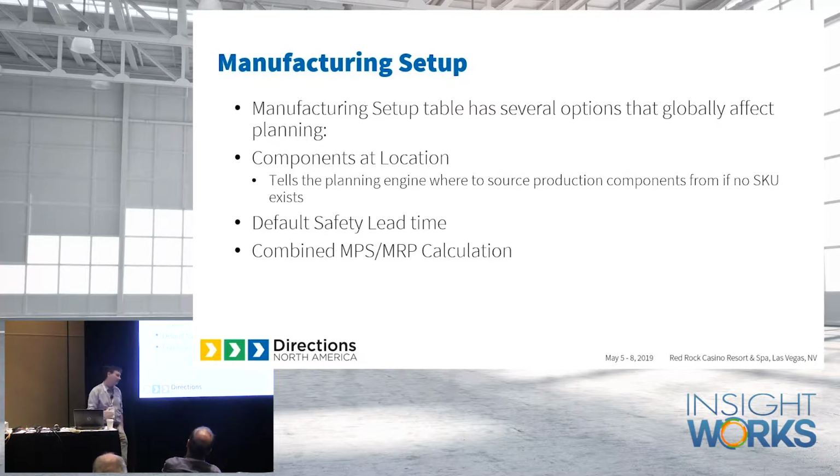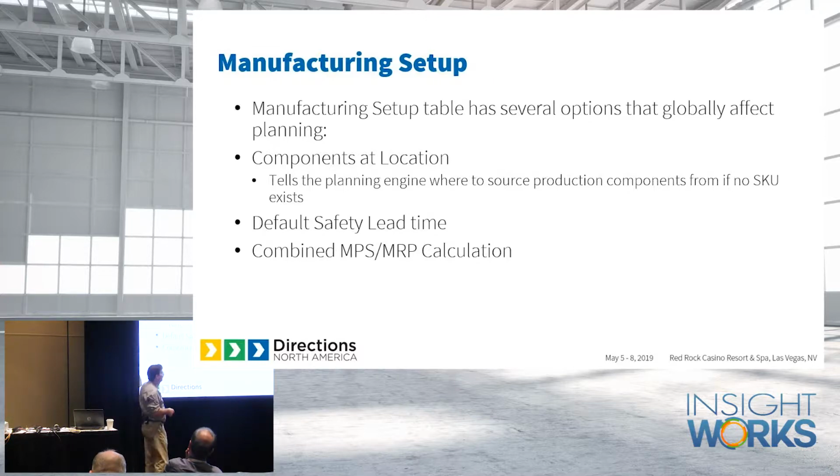So you set that to indicate, if you have multiple locations set up in your environment, where it's going to pull the components from. If you're not using Stockkeeping Units, which we'll talk about later, you would set that. Let's say my main location is east, and that's where I do my manufacturing. You'd go into manufacturing setup and set it there.